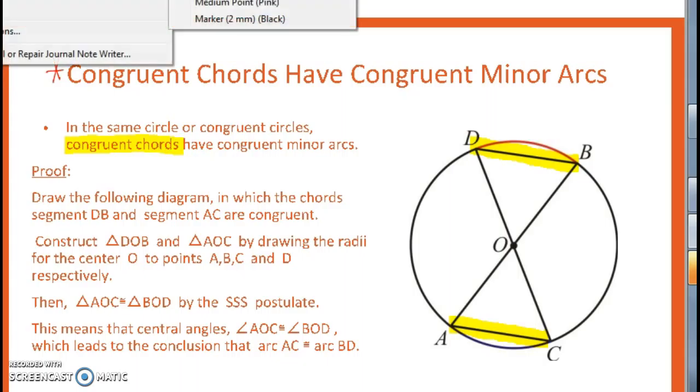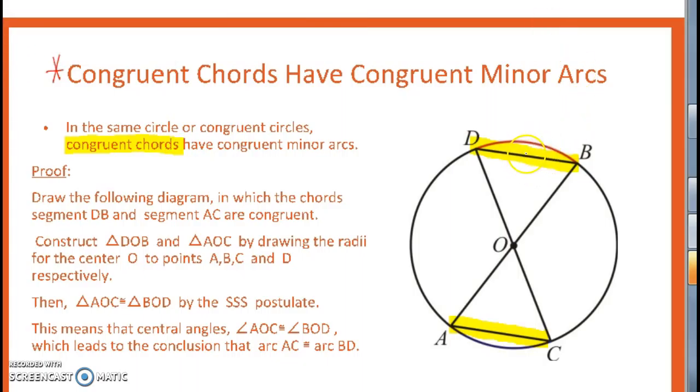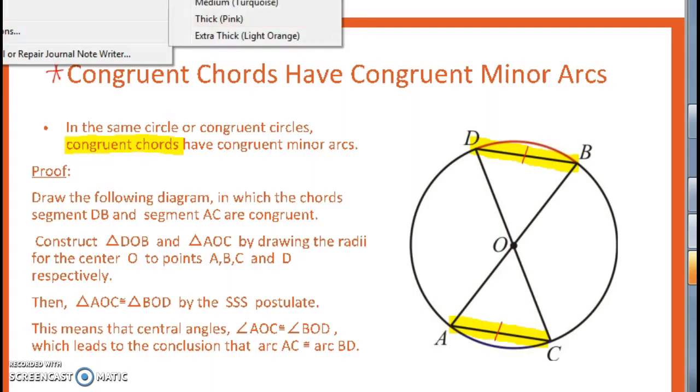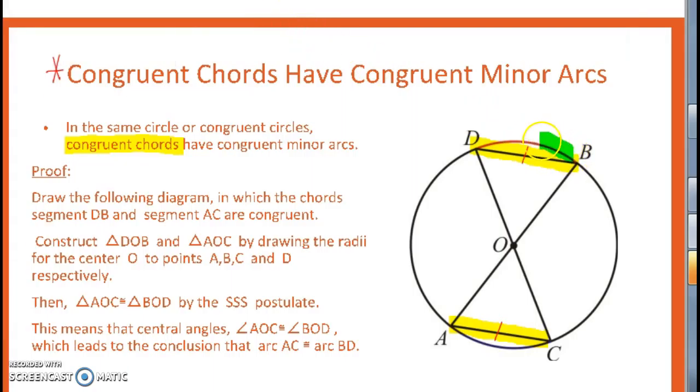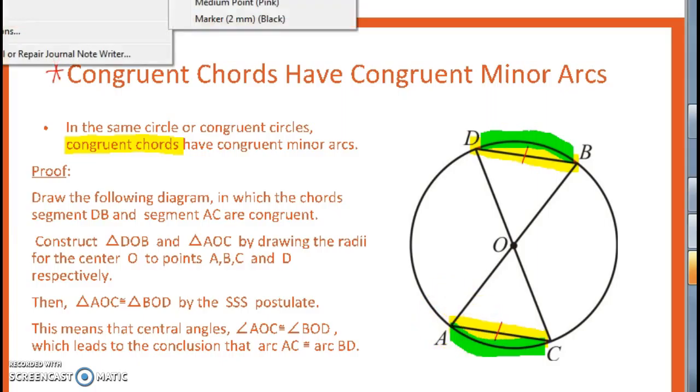So what this essentially means is that if you are told that DB is congruent to AC, then we can conclude that arc DB, which refers to this arc here, would be congruent to arc AC. And so here I'm going to show you a quick proof of this. In the following diagrams, I tell you that arc DB is congruent to arc AC.